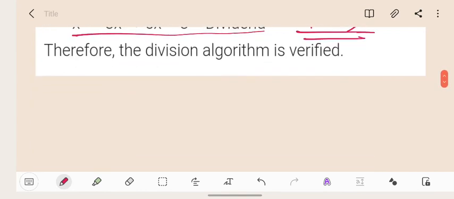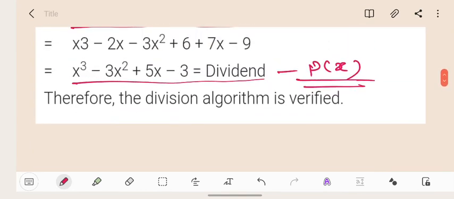So that's all from today's class, and our next topic will be the factor theorem as well as the remainder theorem.